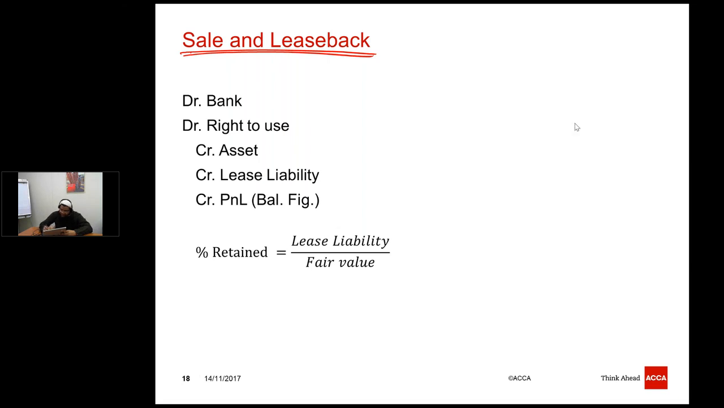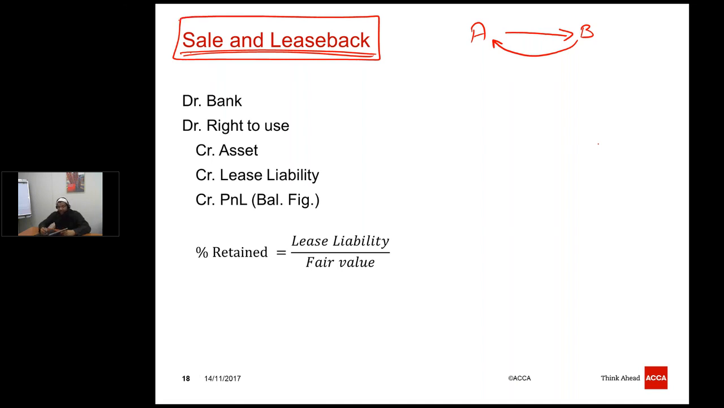So let's see. If I have sold an asset, for example, if there's an entity A who has sold an asset to B and then leased it back from B. We have sold the asset to B and then we have leased it back from B. So such agreements are called sale and leaseback. This is something similar to sale and buyback, but a bit different.